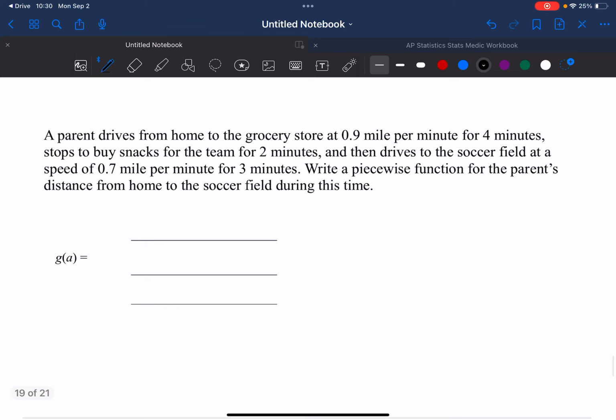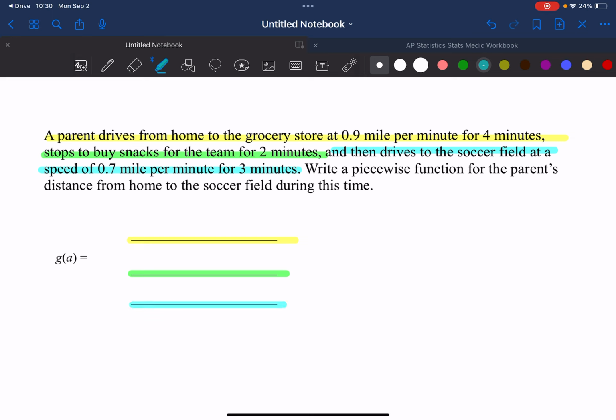Now, this last one, it says a parent drives from home to the grocery store at 0.9 miles per minute for 4 minutes. This is going to give us our first one. Stops to buy snacks for a team for 2 minutes. Okay, that's our next one. Then drives to the soccer field at a speed of 0.7 miles per minute for 3 minutes. Okay, so right here we have our 3 expressions.